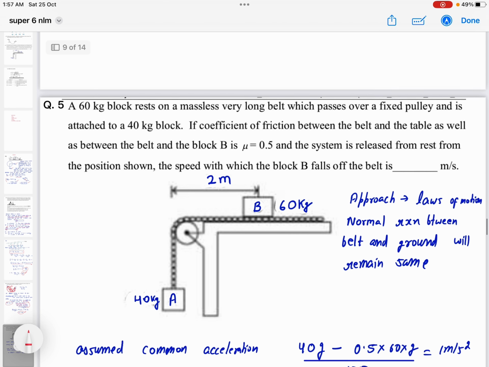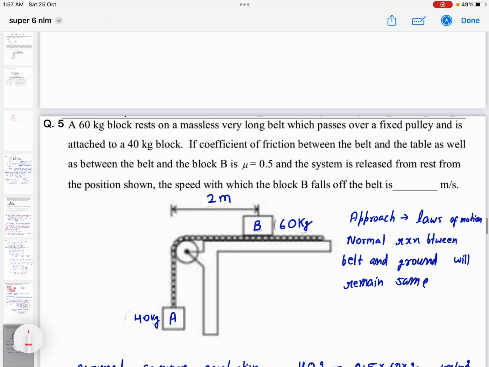Now question number 5. Question number 5 is again looking difficult but is an easy question. We have to write laws of motion equations on the 60 kg mass and the 40 kg mass. Here the system is released from rest. So it is a kind of block over block problem. This block is 40 kg and that is 60 kg.